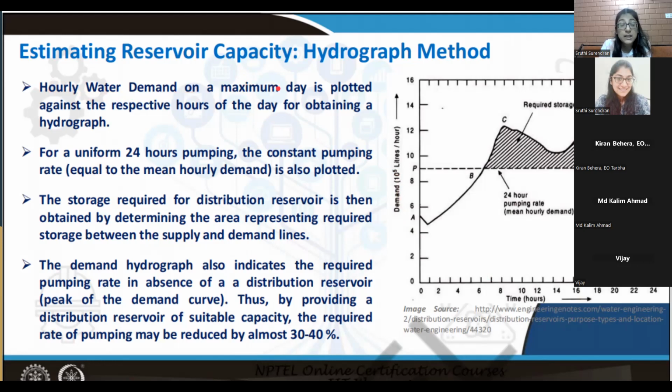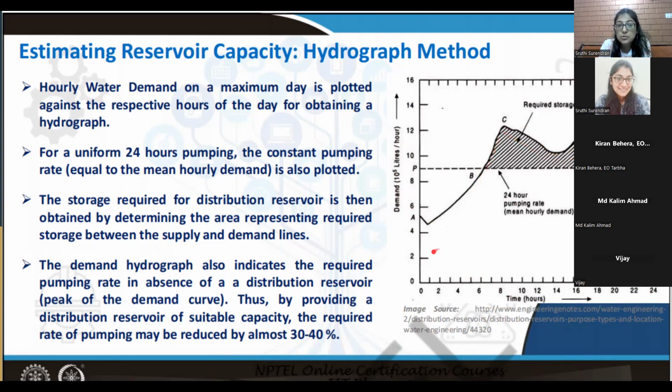We had computed the maximum daily demand as 1.8 times the average. So the hourly water demand on a maximum day is the one that is plotted on the y-axis. The corresponding time is plotted on the x-axis, and this curve is the curve for the required storage. That hydrograph is giving us this curve.